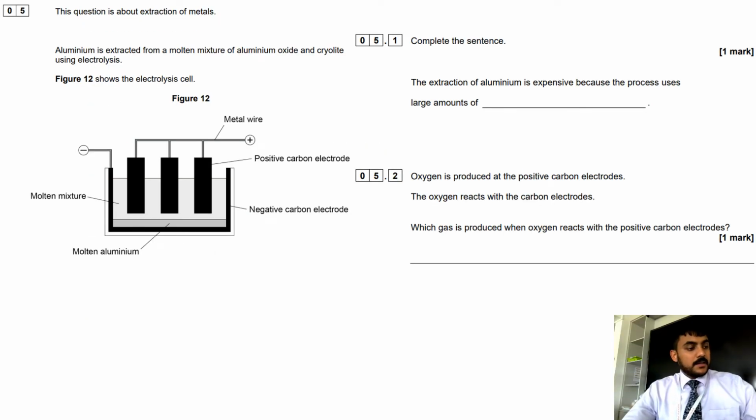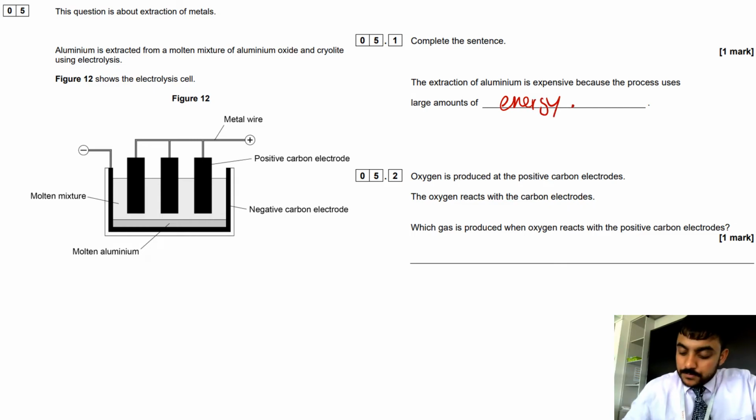Question 5. This question happens to be about the extraction of metals. Remember, in the previous question we looked at electrolysis, and electrolysis is a good way to extract metals. Here we're looking at electrolysis again. Aluminium is extracted from a molten mixture of aluminium oxide and cryolite using electrolysis. Figure 12 shows the electrolysis cell. Here's the molten mixture, and then the aluminium forms at the bottom. Complete the sentence. The extraction of aluminium is expensive because the process uses large amounts of energy.